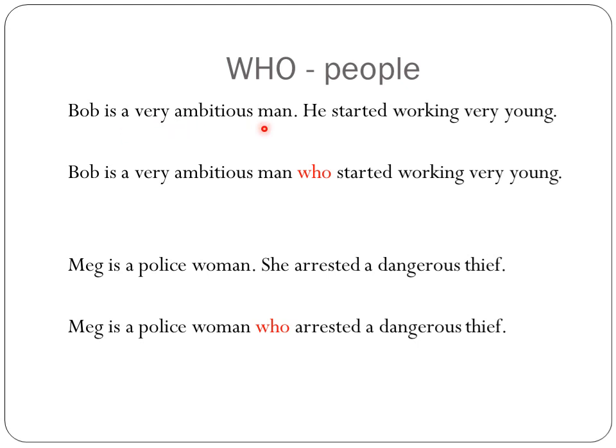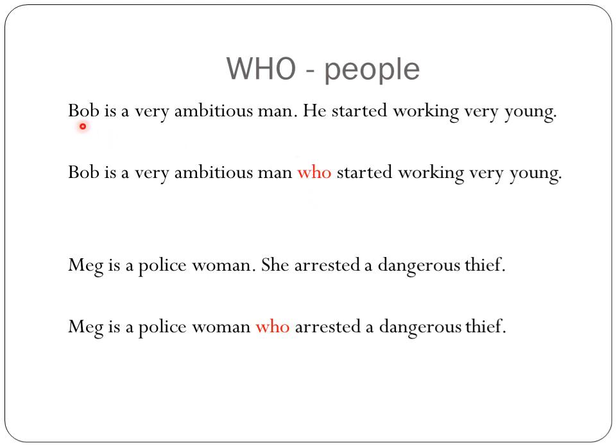Bob is a very ambitious man. He started working very young. So we have to link these two sentences and transform them into just one sentence. How can we link these two sentences? We link them using the relative pronoun, in this case, who.